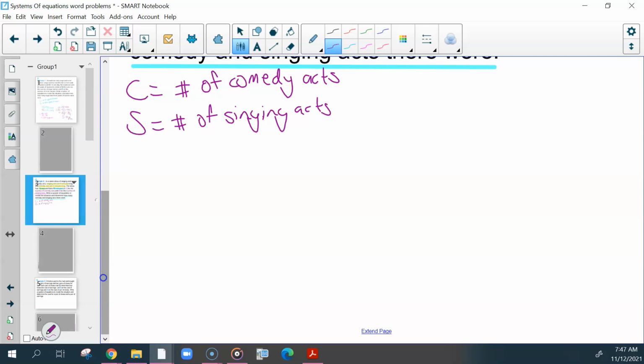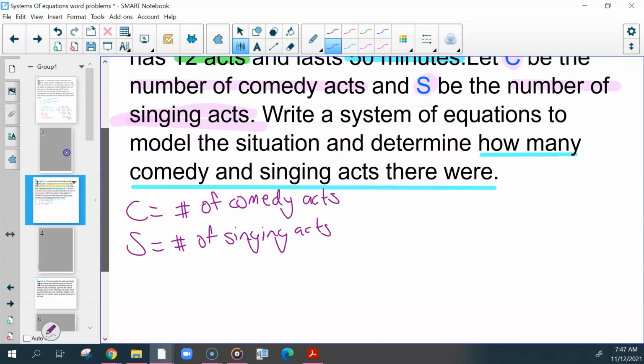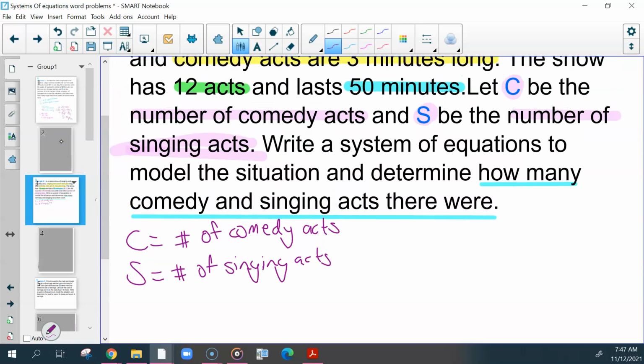When we define our variables, it has to be very specific. Number of something, cost of something. Usually it's just one of those two. And we need to write two equations. We're given 4 different numbers and 2 variables. The 12 acts and the 50 minutes are our total numbers. So we know our 2 equations are going to equal 12 and 50.